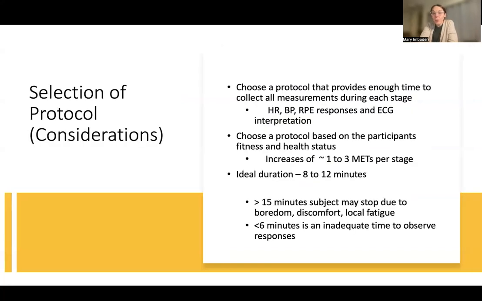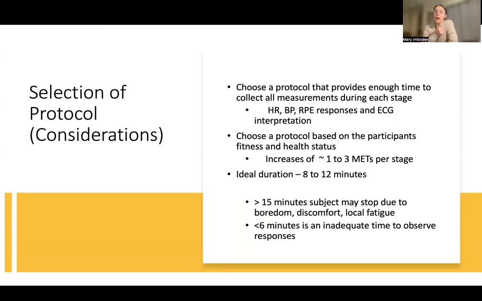The selection of the protocol also does matter. And when we choose a protocol for a patient or a client coming in, we need to make sure that the protocol that's selected provides enough time to collect all measurements during each stage of the test. So if we have a 2-minute stage, we need to get heart rate, blood pressure, RPE responses, electrocardiogram interpretation during those 2 minutes. If it's a 3-minute stage, we have a little bit more time.